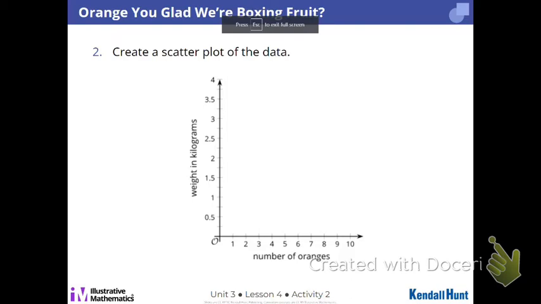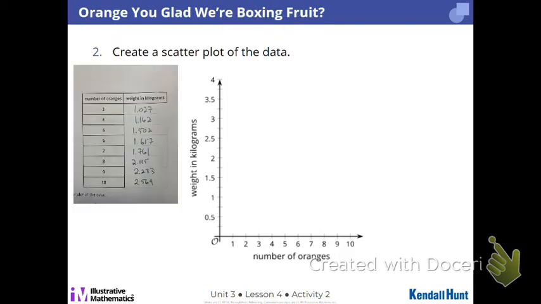It is now your job with your partner to graph this data on the scatter plot, and please draw the best line of best fit you can. The best line of best fit. 2 bests, y'all.